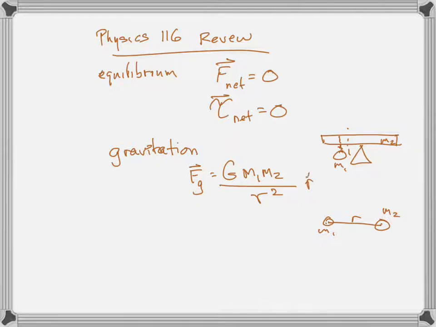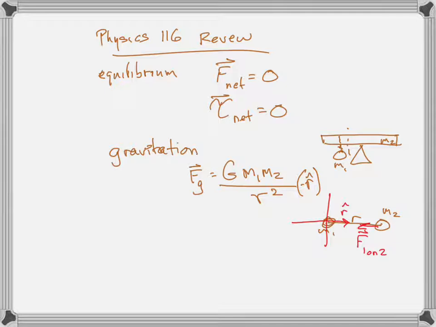It's the minus r hat direction, right? So if m1 exerts a force on m2, m2 is attracted to m1. So the gravitational force F1 on 2 is in that direction. So if we're talking about the force due to m1, this is the radial direction of m1, and the force is in the opposite of the radial direction, so minus r hat. Okay, so you need to understand that.